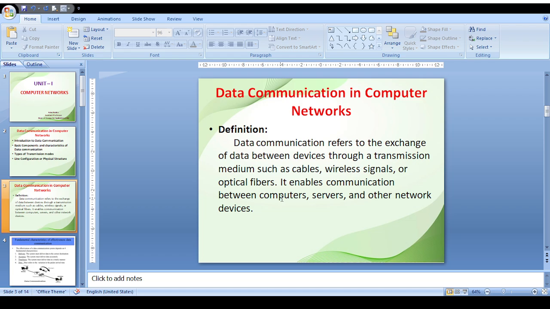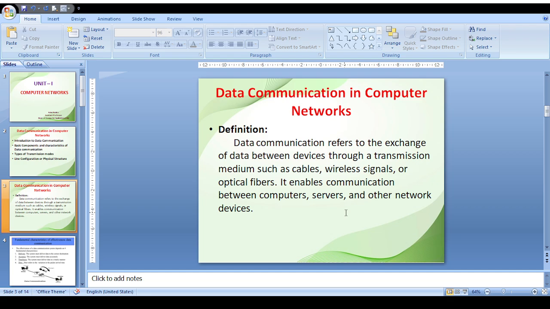Data communication is the process of transferring data from one device to another, between two devices. It allows electronic and digital data to move between two networks. We need a transmission medium to exchange the data. What is the transmission medium? We use cables, wireless signals, etc. It enables communication between computers, servers, and other network devices.